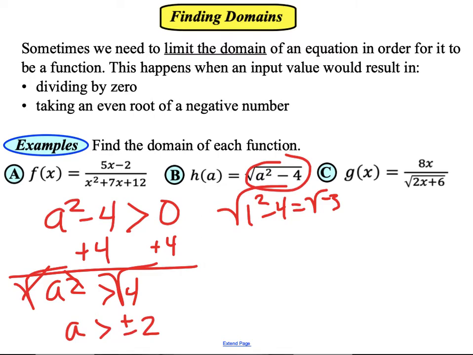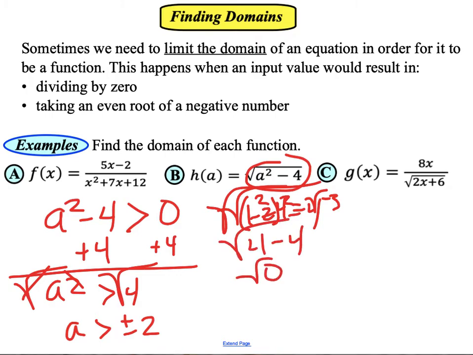What about a value of negative 2? If we put in a negative 2 and square it, we're okay there, because that would give us a positive 4 minus 4, which is the square root of 0. That's still okay. What if we put in a negative 3? Negative 3 should still be okay. Okay, so anything that's greater than positive 2. But what if we put in a negative 1?